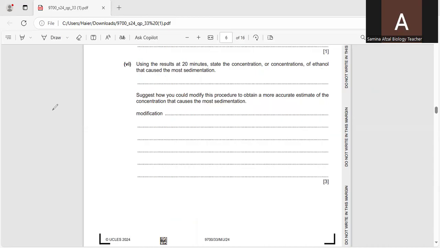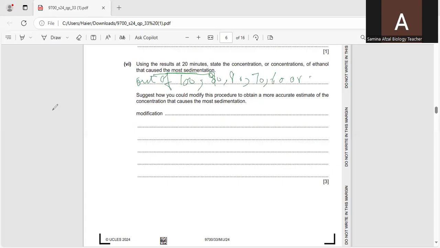So here you are going to write which one of them, out of 100, 90, 80, 70, 60, you have got the most sedimentation, and then suggest how you could modify this procedure to obtain a more accurate estimate of the concentration that causes the most sedimentation.